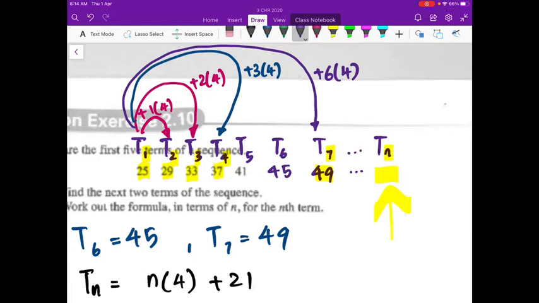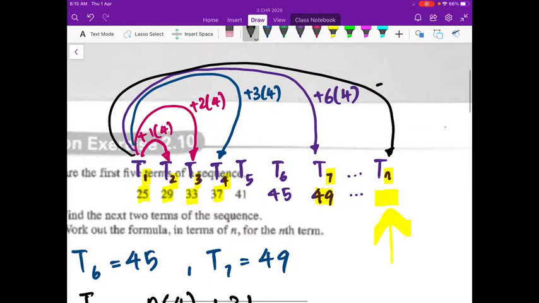When I go to term 7, I plus 6. When I go to term 4, I plus 3. When I go to term 3, I plus 2 times. When I go to term number n, and this is what I want to find out, how many 4s should I add? N minus 1. Not n. N minus 1 times of 4.